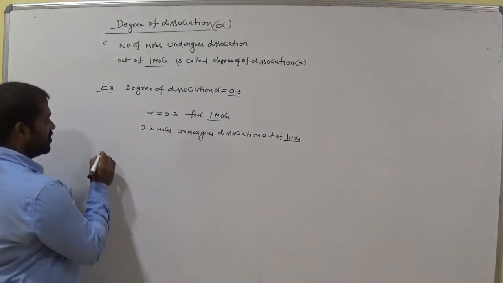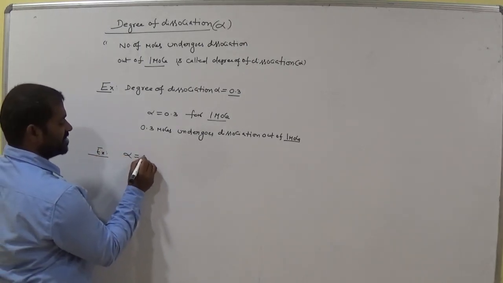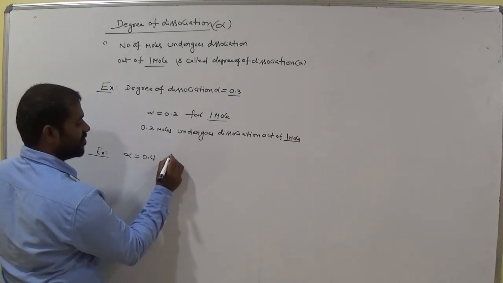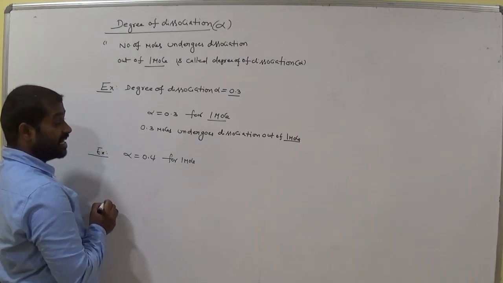Okay. And one more example. Degree of dissociation alpha is equal to 0.4 for 1 mole. For 1 mole, that means what happened?